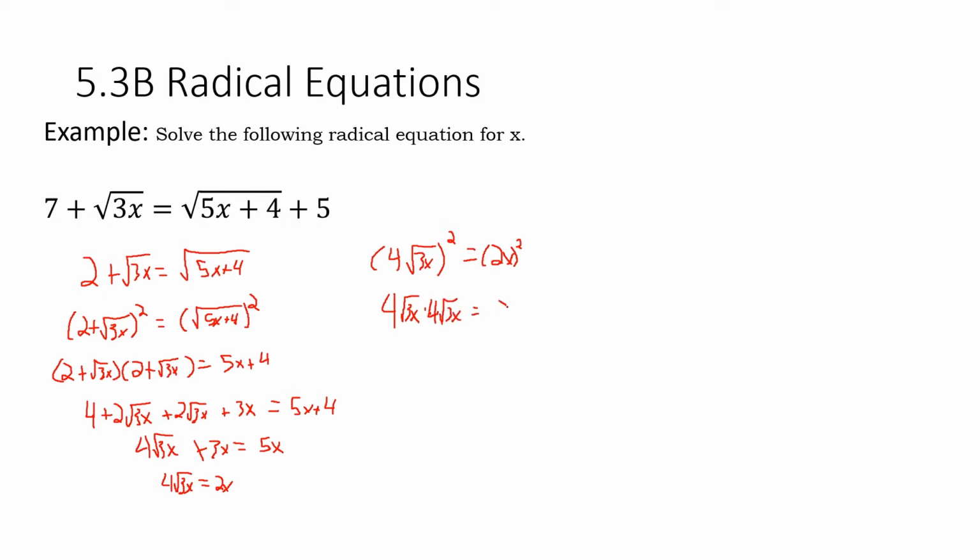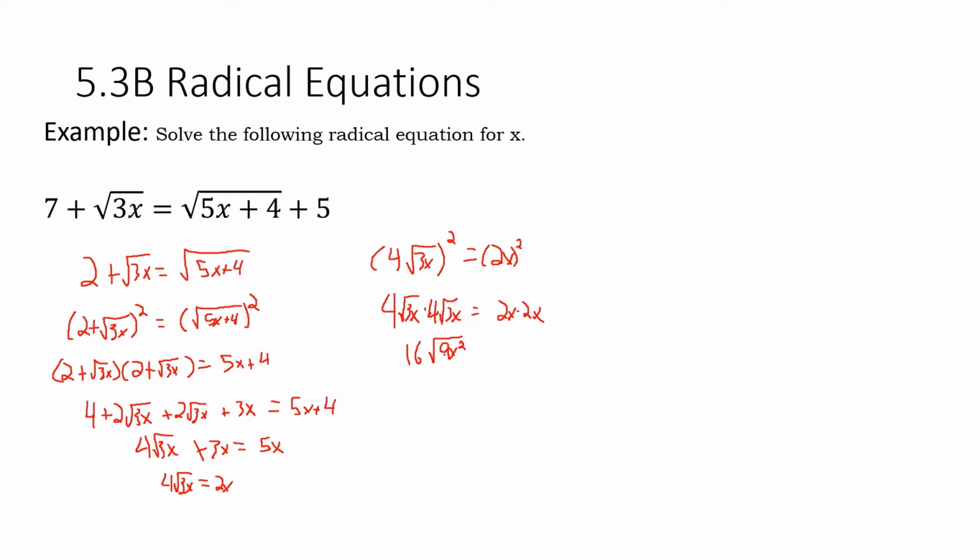And then this is equal to 2x times 2x. So remember, when you're multiplying radicals, you multiply the coefficients with each other. So 4 times 4 is 16. And then you multiply what's under the radical with each other. 3x times 3x would be 9x squared.